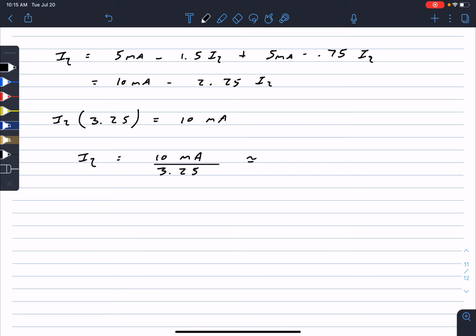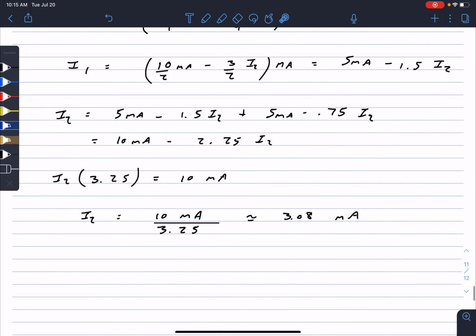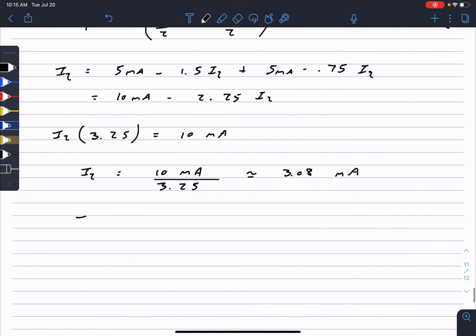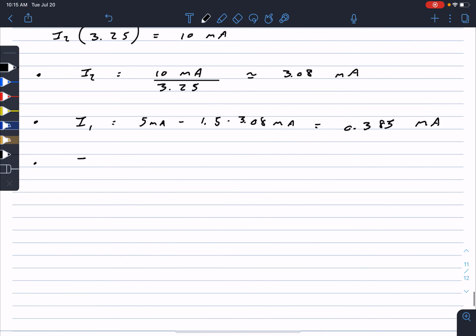Now what does that give us? That gives us a value of 3.08 milliamps. That's the value of I2. So that's fun, we just found one. And then we plug that back into any of these other equations. We do both. So I1 is equal to 5 milliamps minus 1.5 times 3.08 milliamps. That gives us a value of 0.385 milliamps for I1. For I3, we have 5 milliamps minus 0.75 times 3.08 milliamps, because that's I2, which gives 2.69 milliamps.